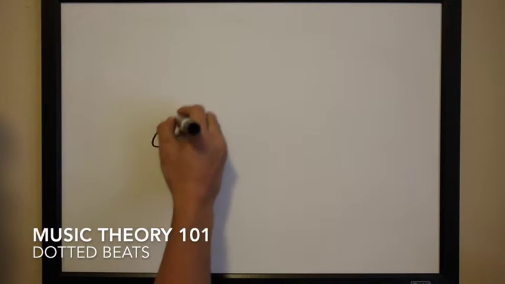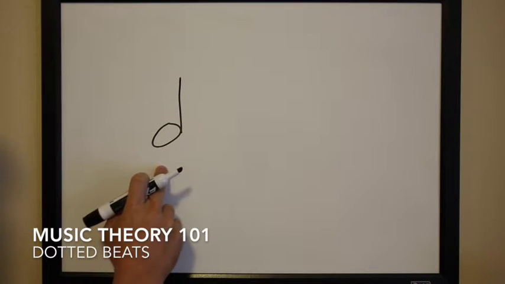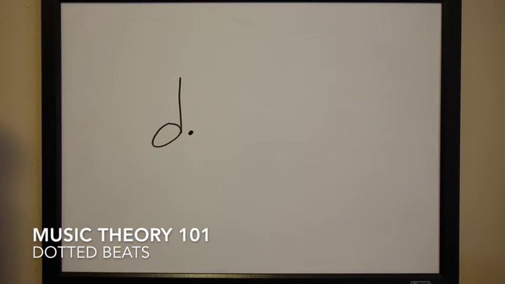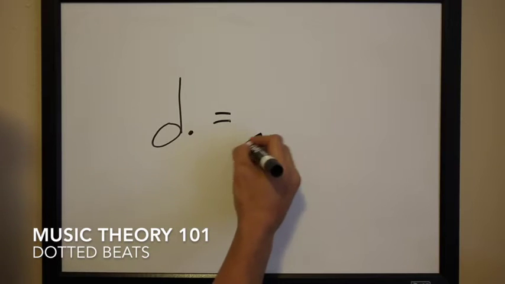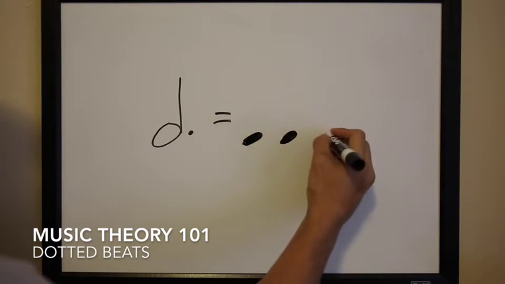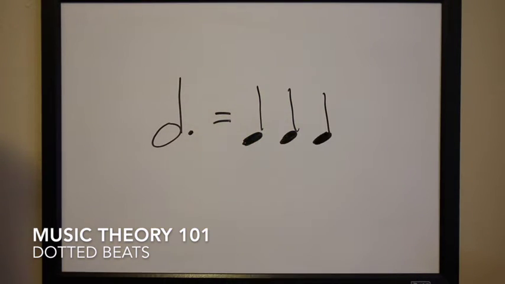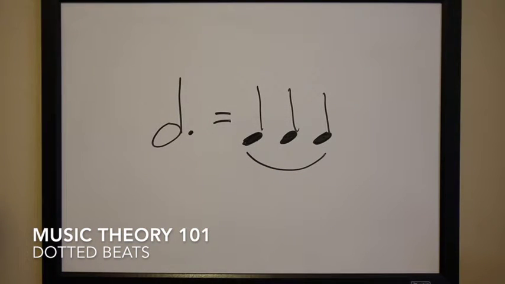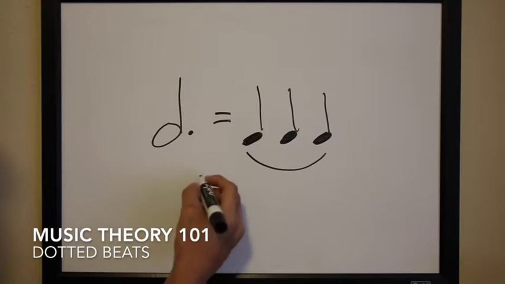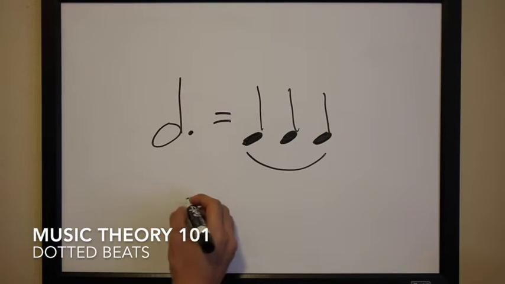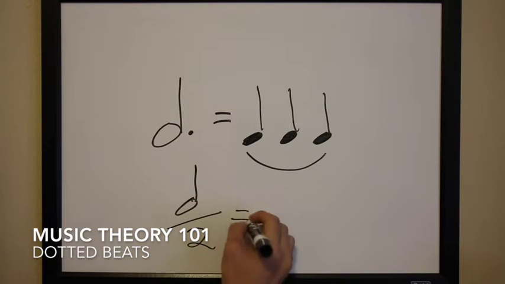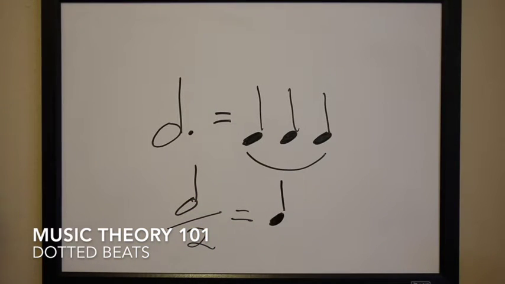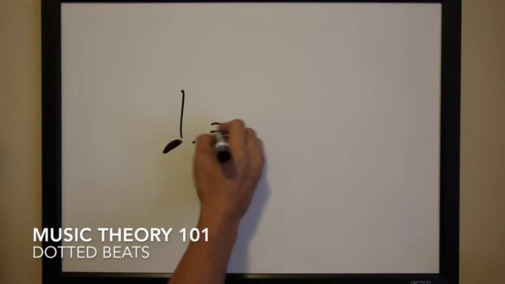Let's see what happens when I add a dot to a half note. I will get 3 quarter beats. How is that possible, and where does it come from? Well, let's dive right into it. Half of a half note equals 1 quarter beat. So I know to add that to the original 2 that I have from half notes.